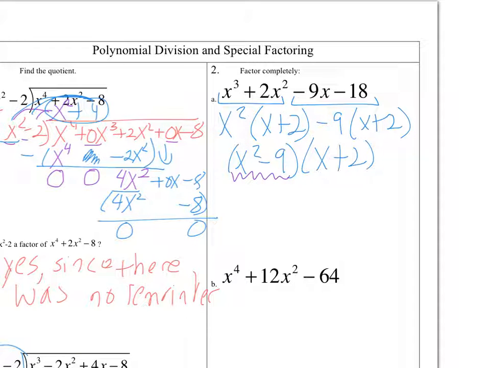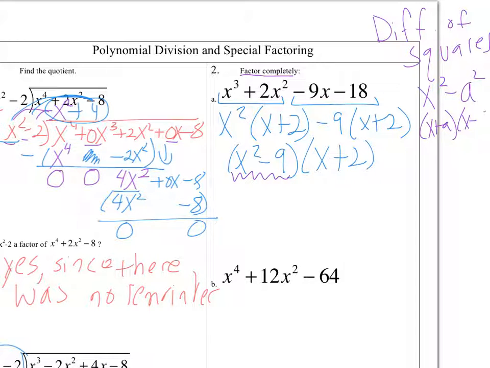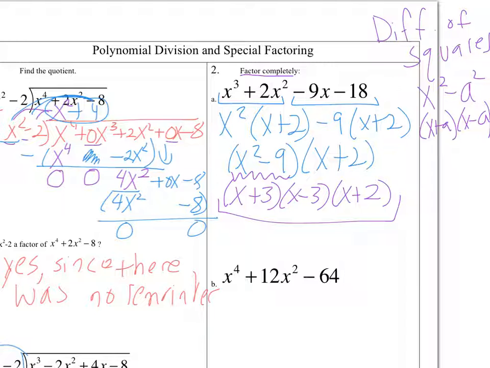X squared minus 9 is factorable. If I'm trying to factor this completely, it's important that I go a step further. X squared minus 9 is a difference of two squares. So I'm going to write difference of squares. And just to remind you, if I've got x squared minus a squared, that's going to factor into x plus a, x minus a. So in this case, I've got x squared minus 9. 9 is 3 squared. I could write that as x plus 3, x minus 3, and then I've got an x plus 2 from up there. This is my fully factored form of that expression.